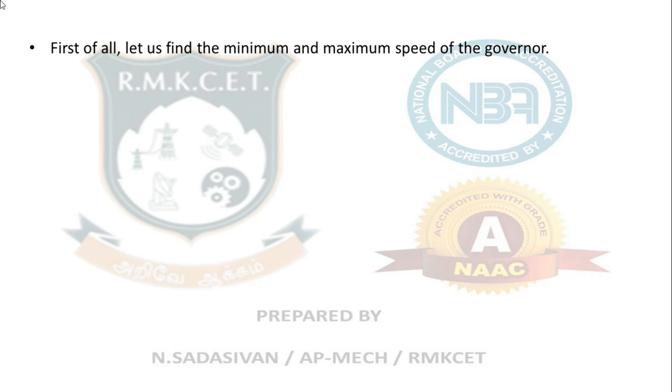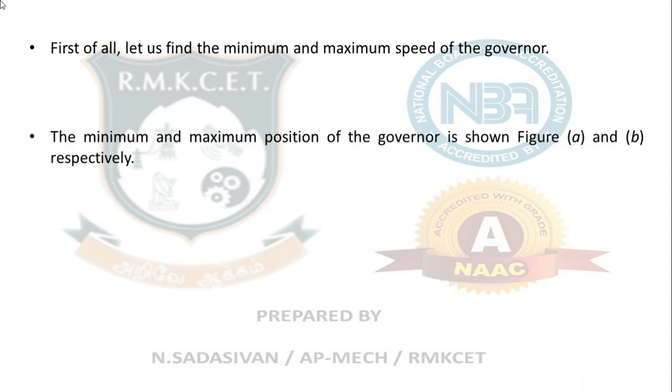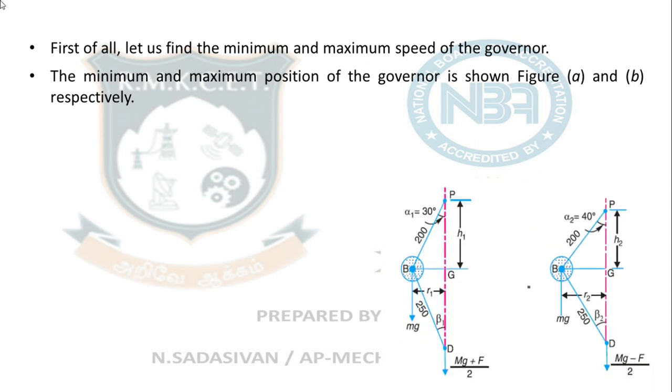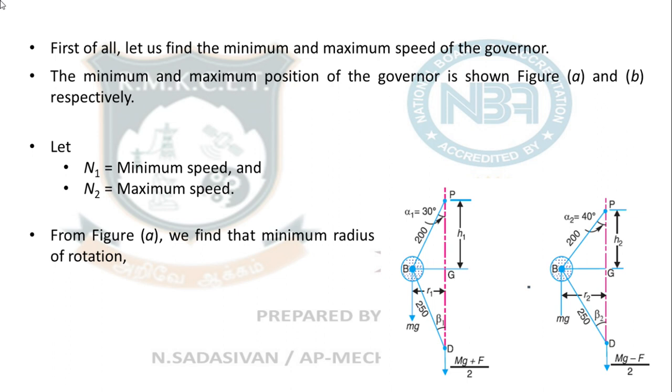First of all, let us find out the minimum and maximum speed of the governor, N1, N2. Then only you can find the range of speed. Minimum and maximum position of the governor is shown in the figure below, the same figure that is given in the question. Let us take the first diagram speed as N1, second diagram speed as N2.